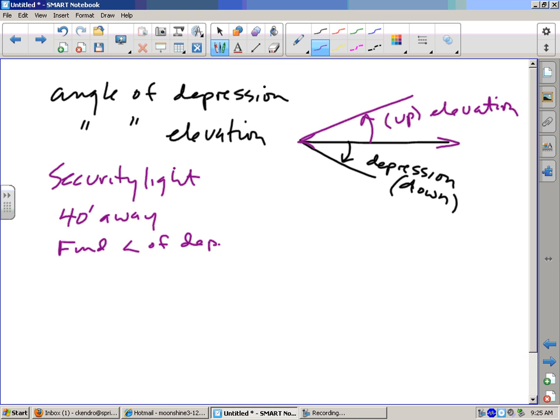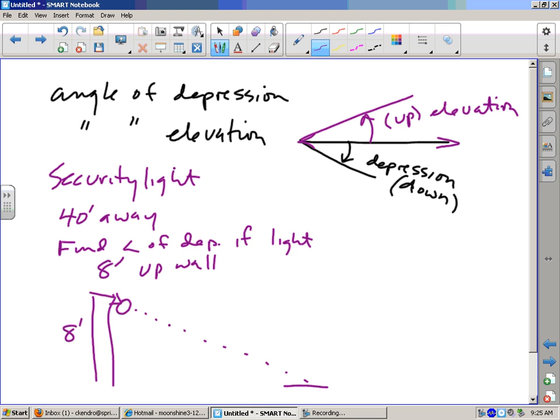If the light is 8 feet up the wall. Okay, so here's our wall. That's 8 feet. We have the light right here, and it senses 40 feet away. So this line down here is 40 feet. I want to know the angle of depression.